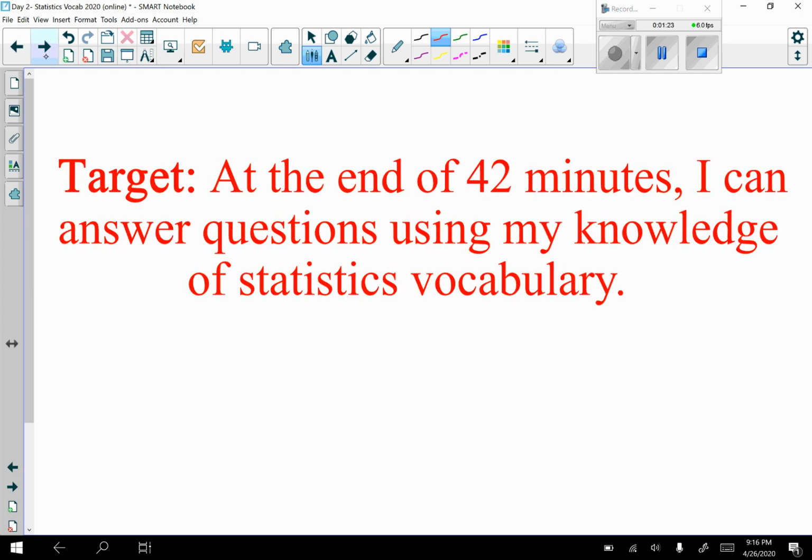So our target for today is at the end of 42 minutes, I can answer questions using my knowledge of statistics vocabulary. So like I said in the do now, these are all going to be words that you should be familiar with from your web quest and your crossword puzzle in the previous lesson.